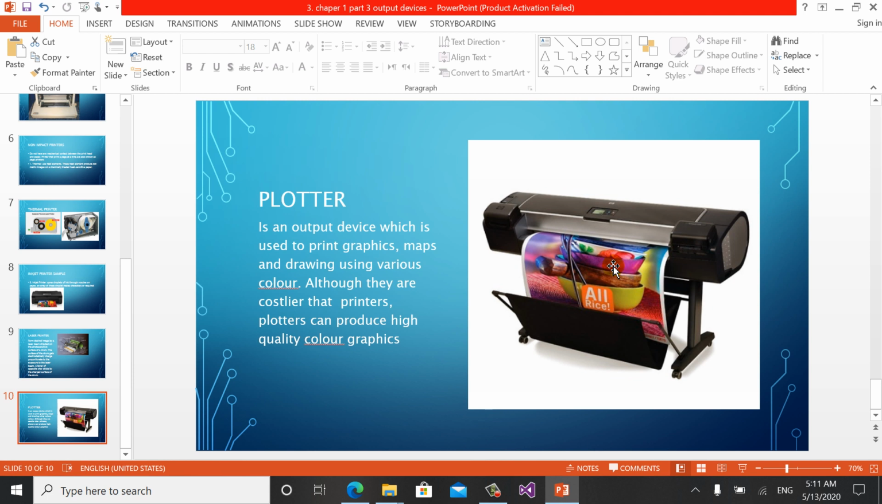So these plotters, like the toners, have the ability to print one image at a time with high quality, and they are also costly. I mean, we need to pay more. But if you want to print with the printers, you need more time, and you cannot print such a big banner.